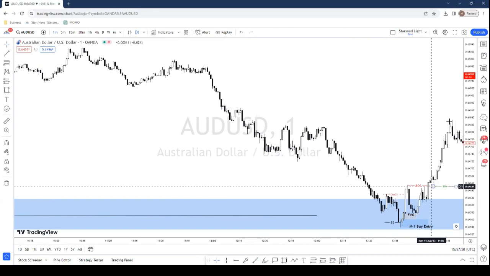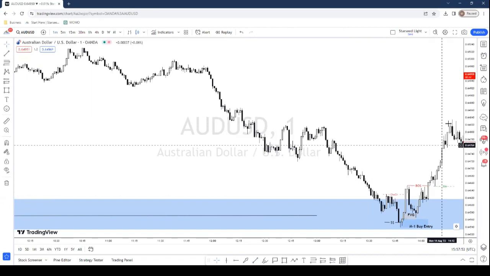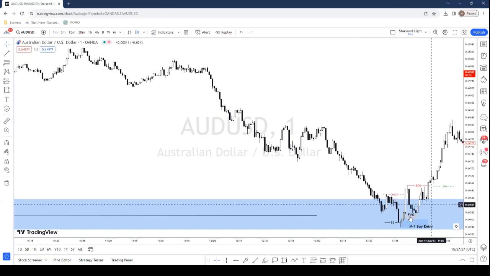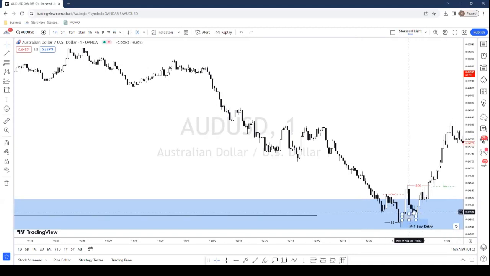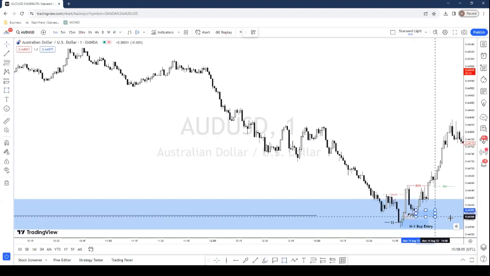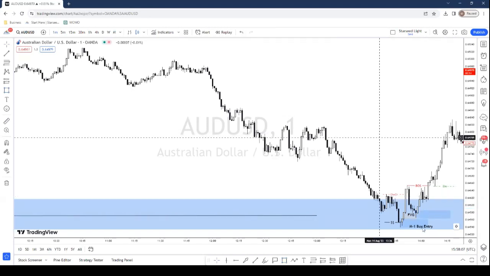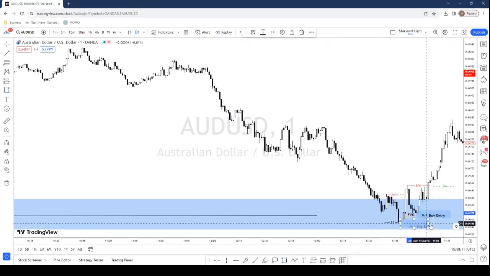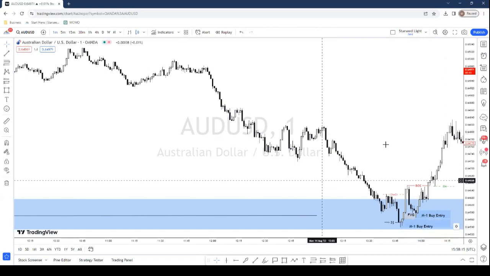And then the market keeps pushing up again, and pushing up. In some scenarios, I can place another pending order over here, or more. And yet I will keep my extreme order.